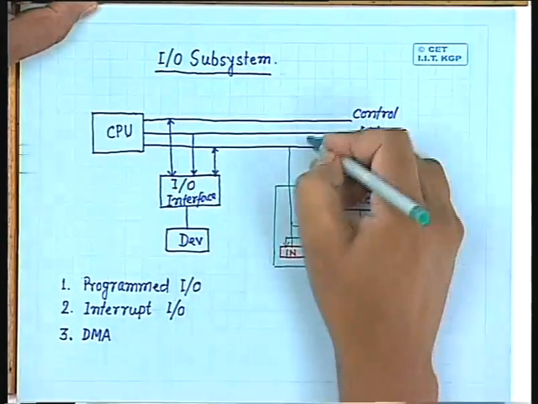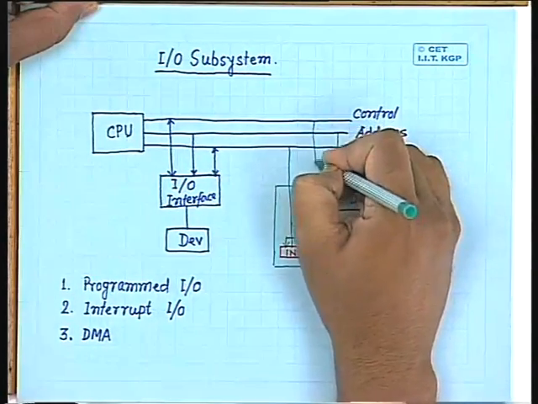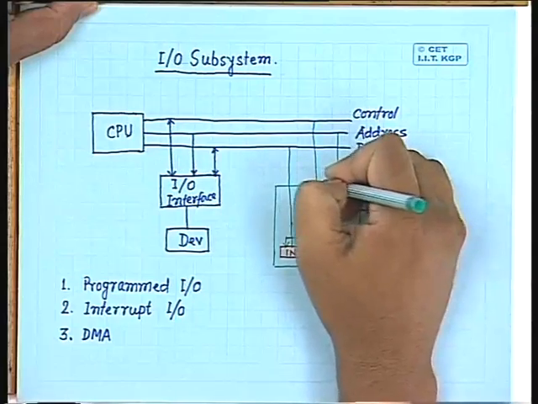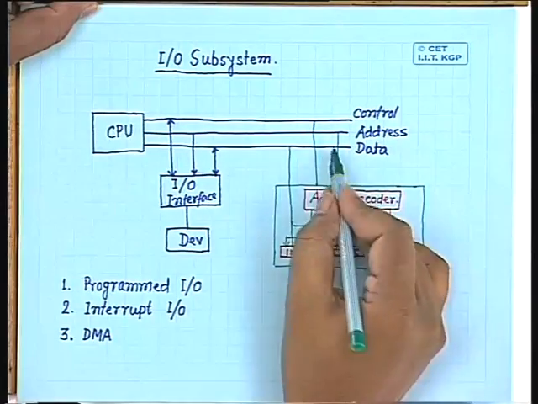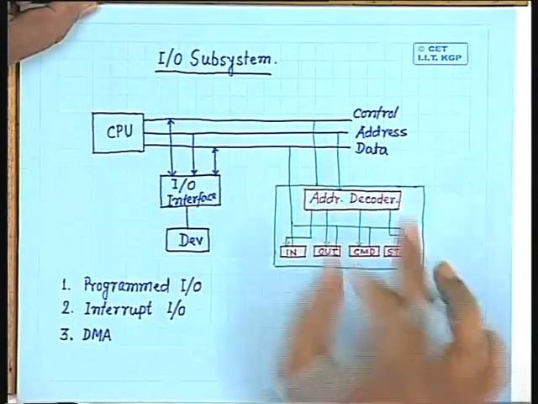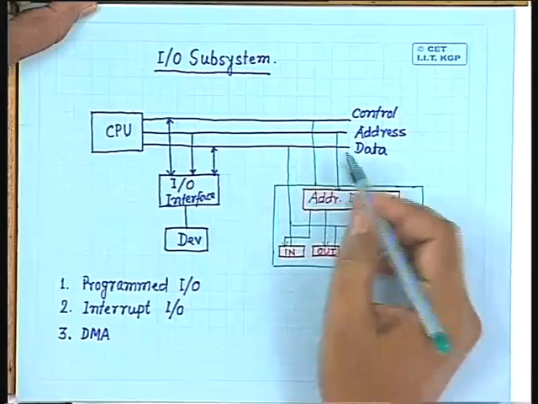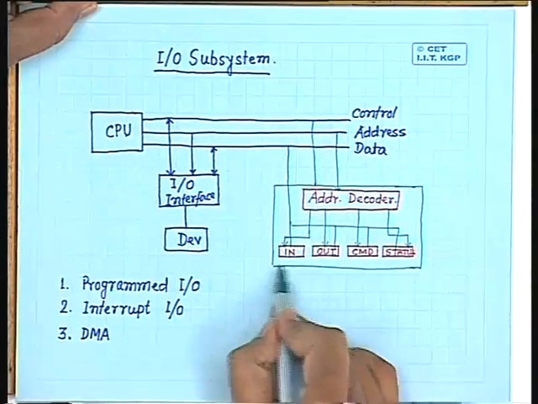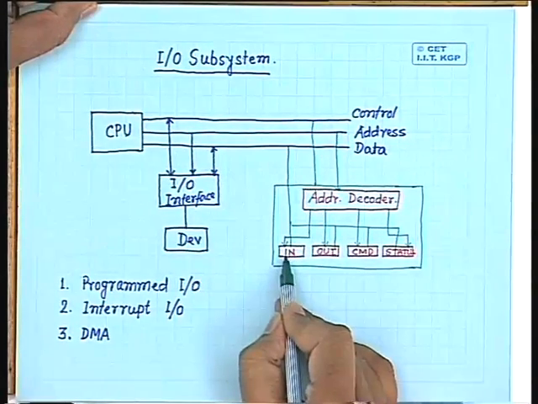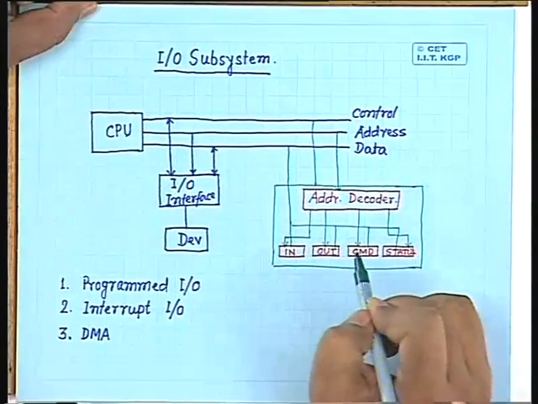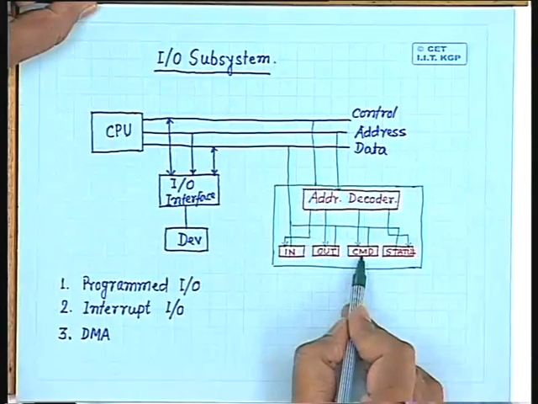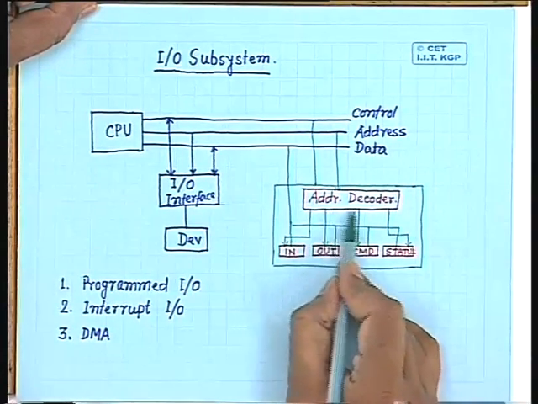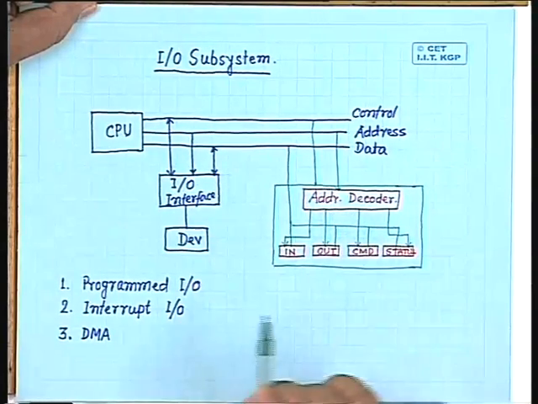Okay. And at the same time, the control signals which come also propagate to these registers. Because among the control signals, we have the read signal, write signal, and all those things. So whenever a read operation is to be performed, this in register has to be activated. Whenever an out operation or write operation is to be performed, either the out register or the command register will be activated, depending upon what address comes from the address decoder.